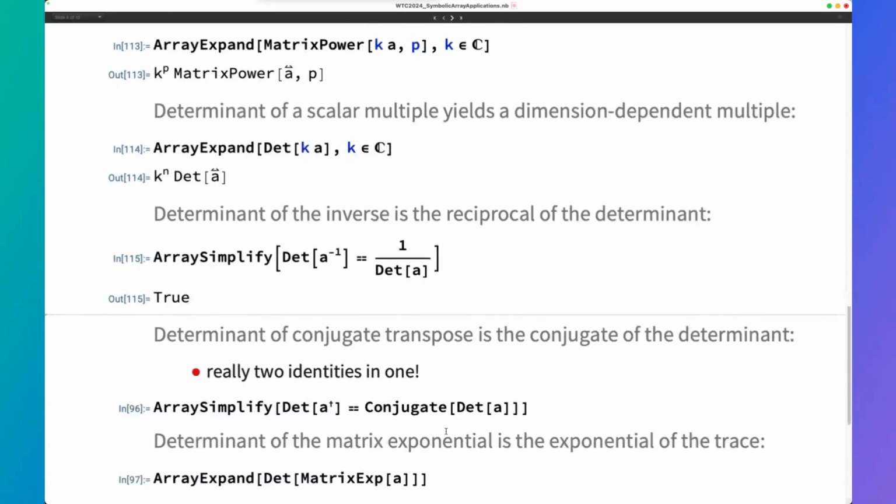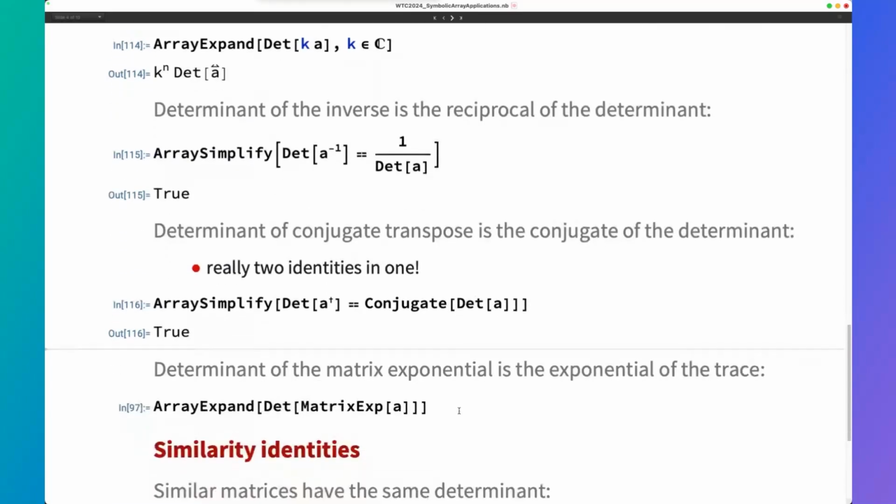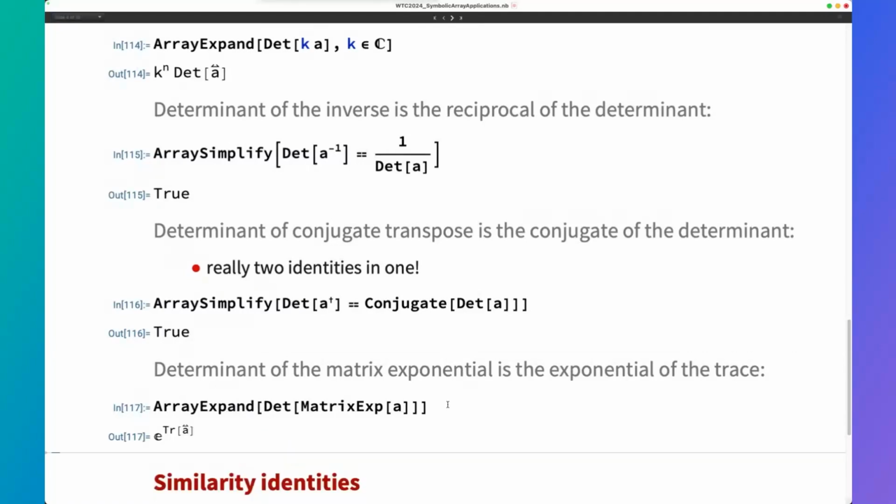And here we have that the determinant of the conjugate transpose is the conjugate of the determinant, which is really two identities in one, right? The determinant of the transpose is equal to the determinant, and then if you conjugate all of the entries, the determinant itself is conjugated. And a more advanced but still very neat identity: if you take the determinant of the matrix exponential of A, well, that's just the exponential of the trace of A.